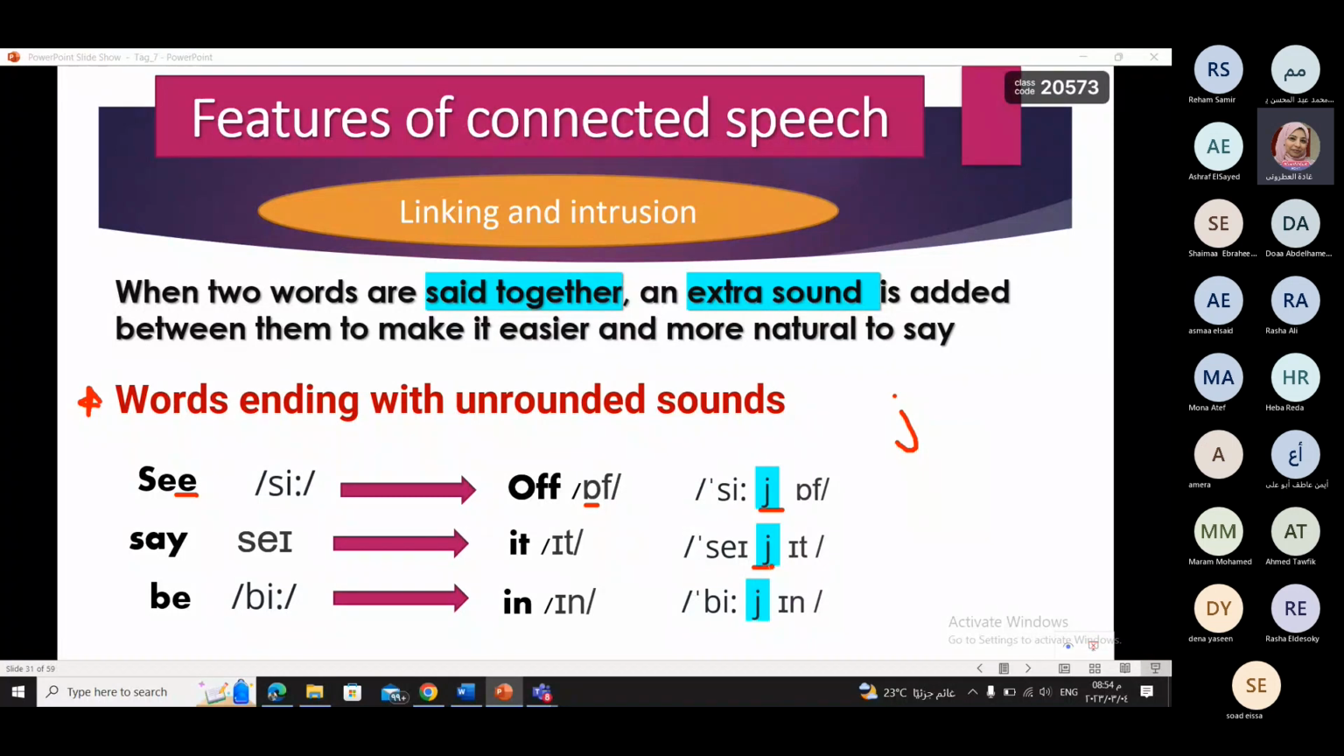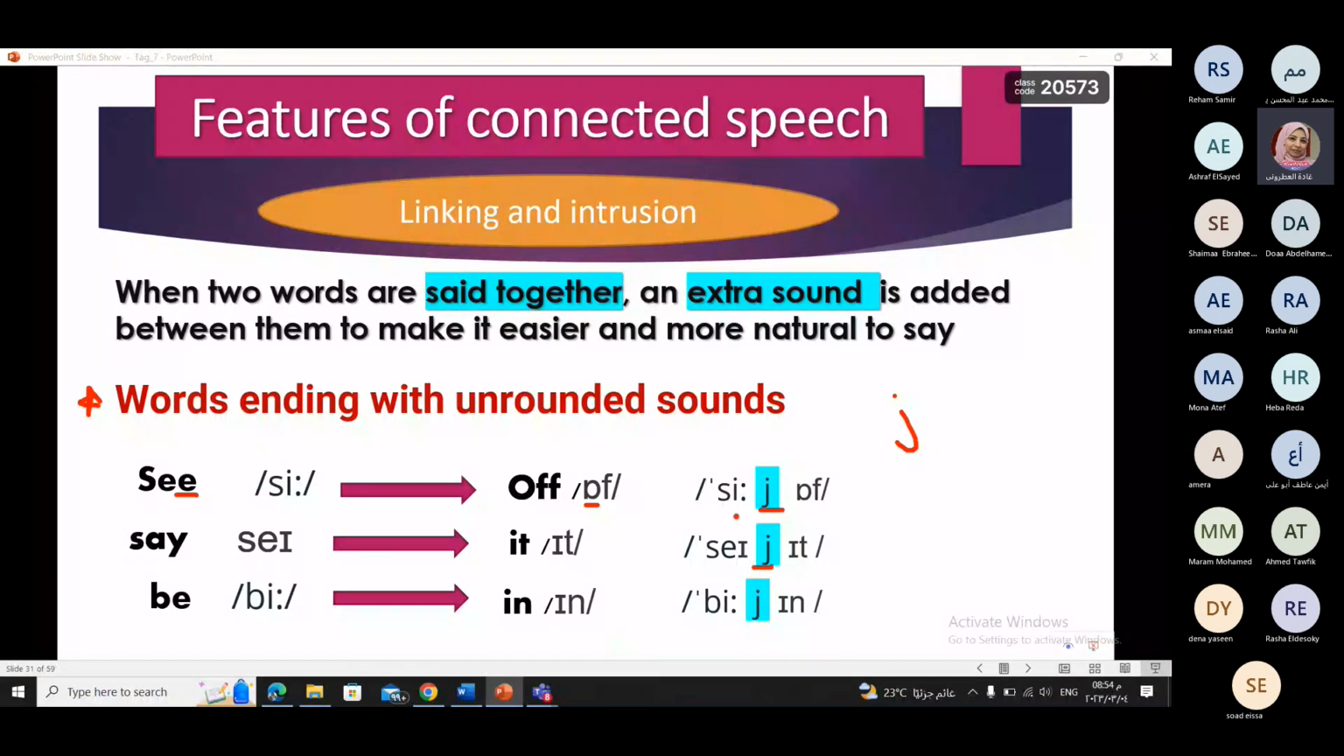Be in. I won't say it like this, be in. No, I will say it like this: be in. Be in home. Be in school. Be in group. Okay, remember this.